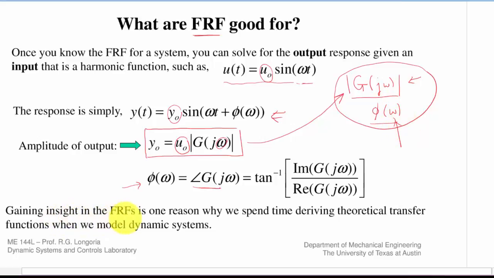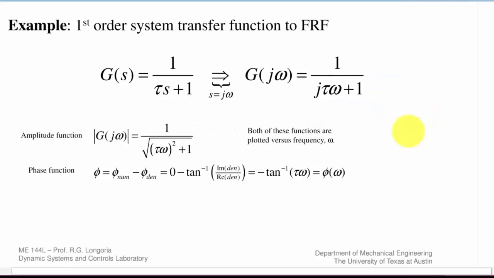So gaining insight into these frequency response functions is at least one of the reasons why we spend some time deriving theoretical transfer functions when we model dynamic systems. Now let's look at how we can derive them. Let's just consider the simple case of a first order system transfer function, and that takes this form here. It's just 1 over tau s plus 1, and this could represent many different types of linear first order systems where tau is the time constant, right?